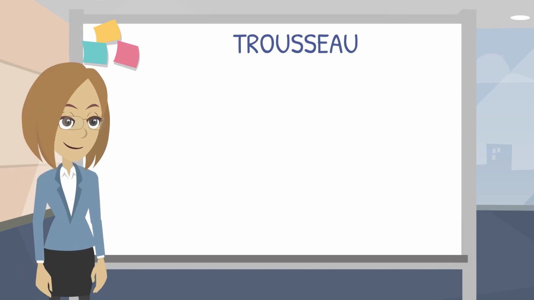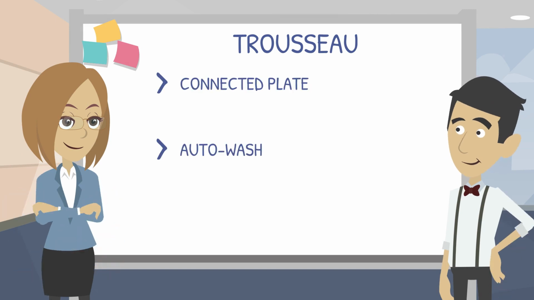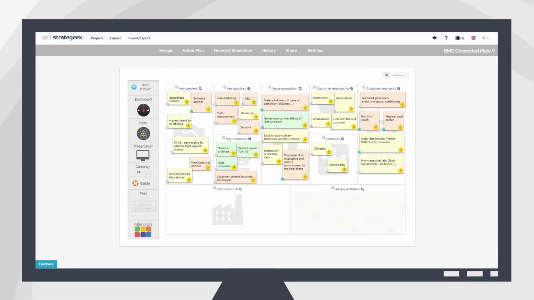Do you remember the trousseau case? Among the projects selected, there was the Connected Plate project. It is a connected plate that helps us eat better. During the development of the BMC of this project, our reflections allowed us to identify 4 types of potential revenues according to our customer segments.